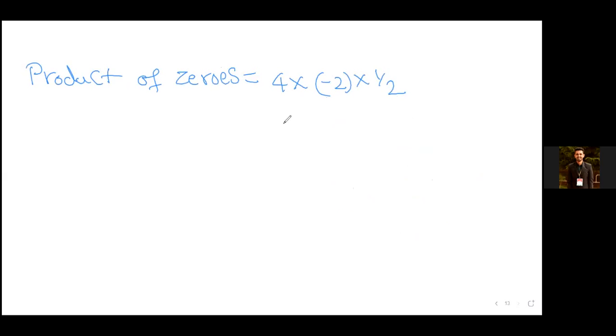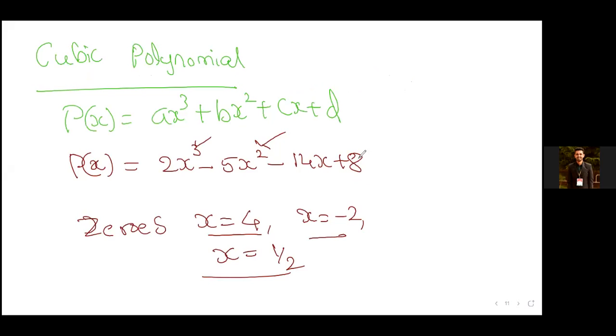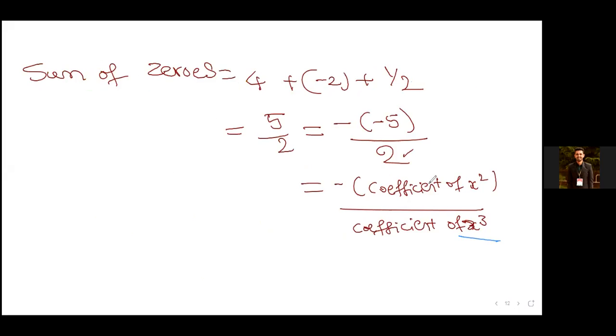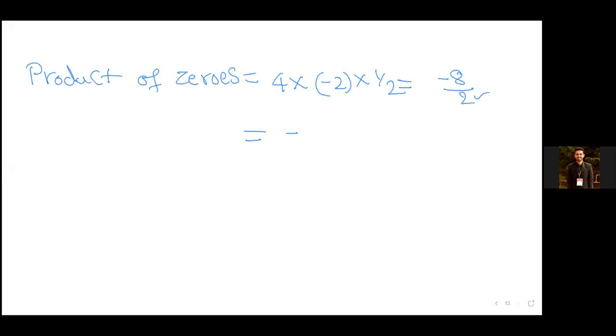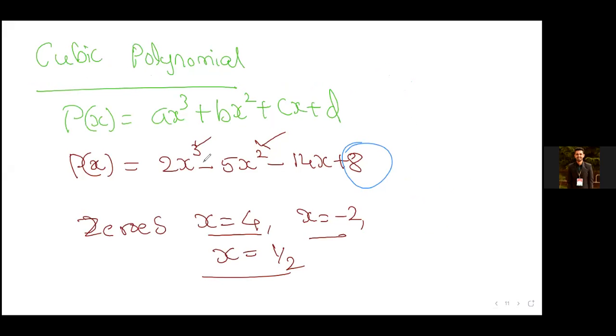Also, the product of zeros, that is 4 into minus 2 into 1 by 2. This is equal to minus 8 upon 2. This is nothing but 8 is the constant term here, right? This is the constant term. And also this term, this 2, that is the coefficient of x cube.